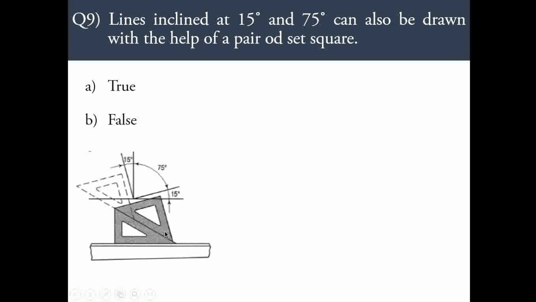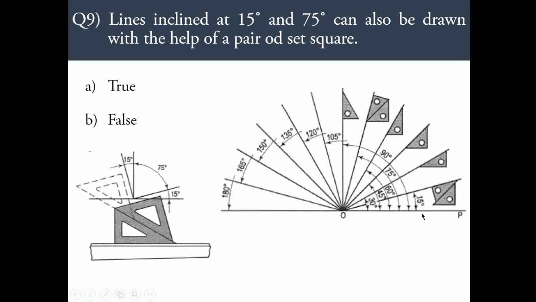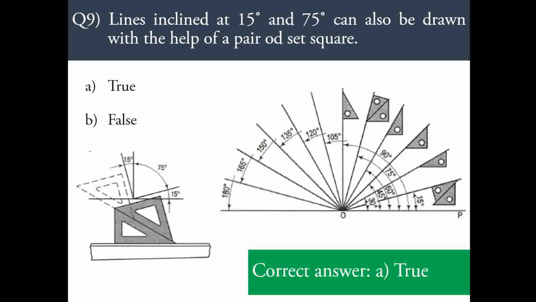The 30 degree plus 45 degree. Actually with these angles, in intervals of 15 degree, we can observe 15, 30, 105, 120. Means these are the angles which are represented in the interval of 15 degree. So the answer is option A, true.